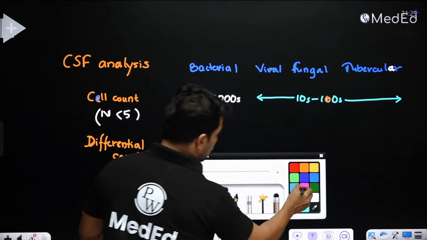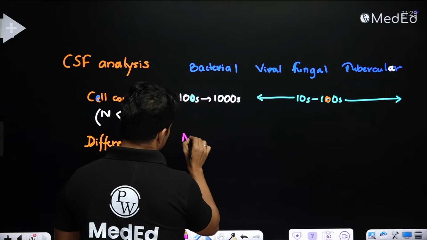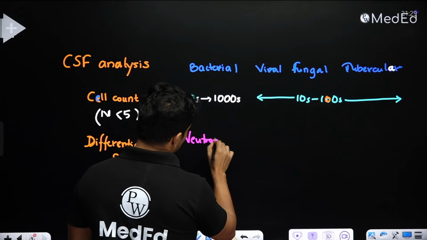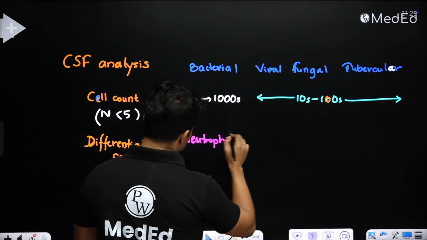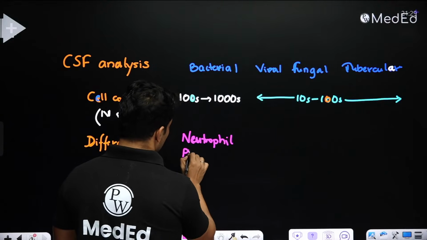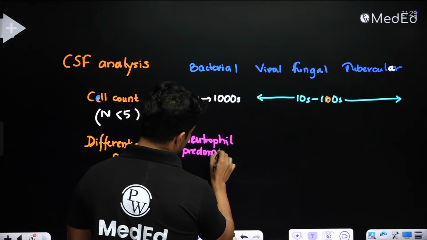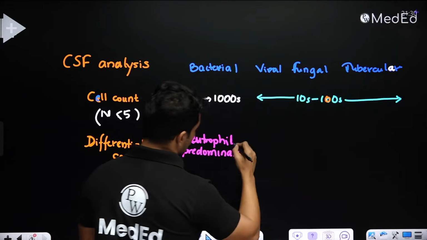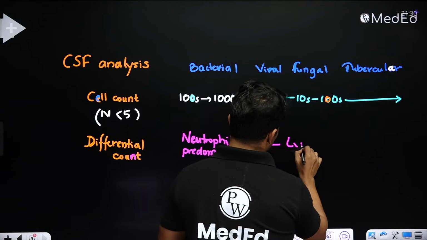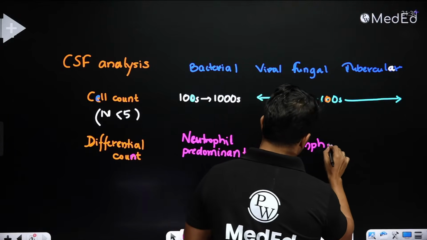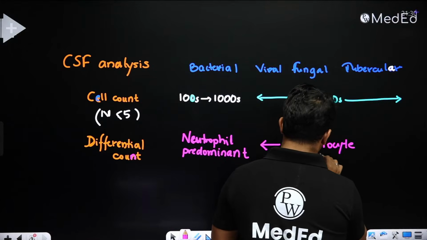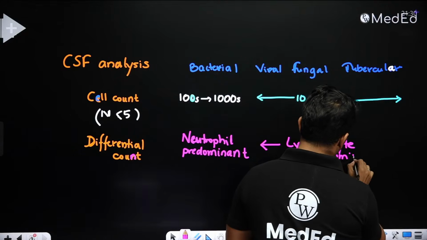So in the bacterial, usually we have neutrophilic predominance. What do I mean by that? Whatever is the total number of cells, more than 50% of them are neutrophils. So we will have neutrophil predominance. In viral, fungal and tubercular, we will have lymphocyte predominant. That means more than 50% of the cells are going to be lymphocytes.